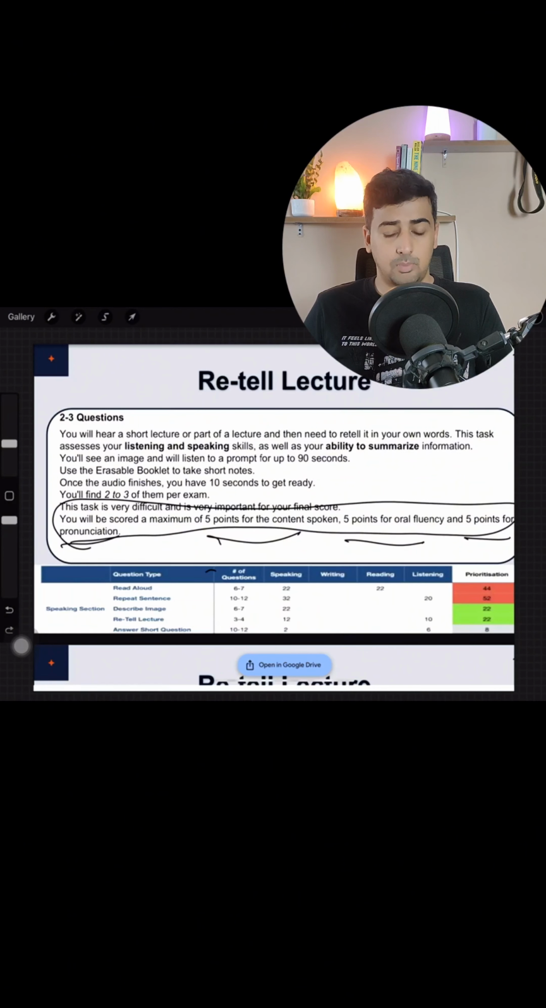तो आज का जो हमारा लेक्चर है that is on retail lecture which is the fourth part of the speaking task. हम आज retail lecture को देखेंगे. As you can see, the retail lecture gives 22 marks for prioritization and it gives 12 in speaking and 10 in listening. So overall 22 marks इसके हो गए. Retail lecture is one of the most important tasks and one of the most difficult tasks in the PTE. Let's see retail lecture में हम किस तरह इसको cover कर सकते हैं.